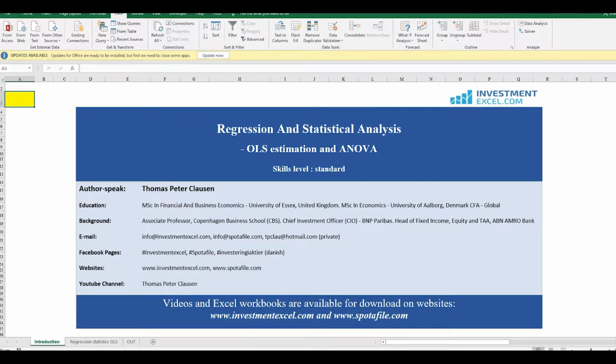I'm from Investment Excel, and today we're going to look at regression and statistical analysis. Particularly, we'll look at OLS estimation and ANOVA. This topic is a standard topic, although the statistical intuition can be slightly challenging, and I suggest other sessions if you'd like to get a brief recap of some statistical basics.